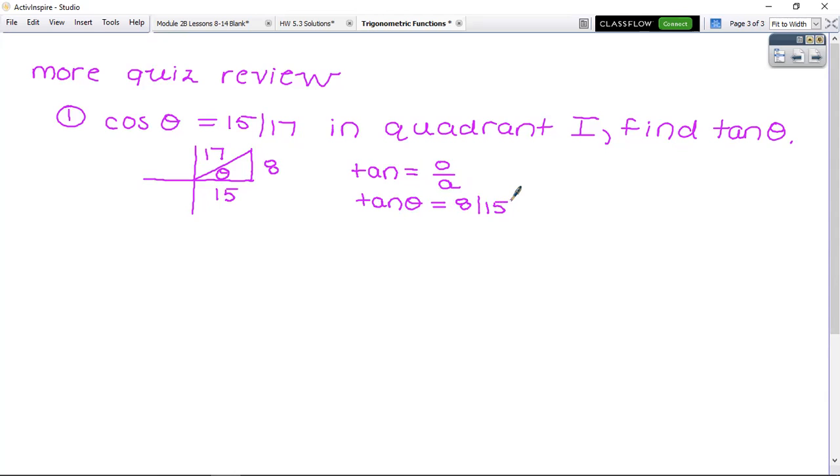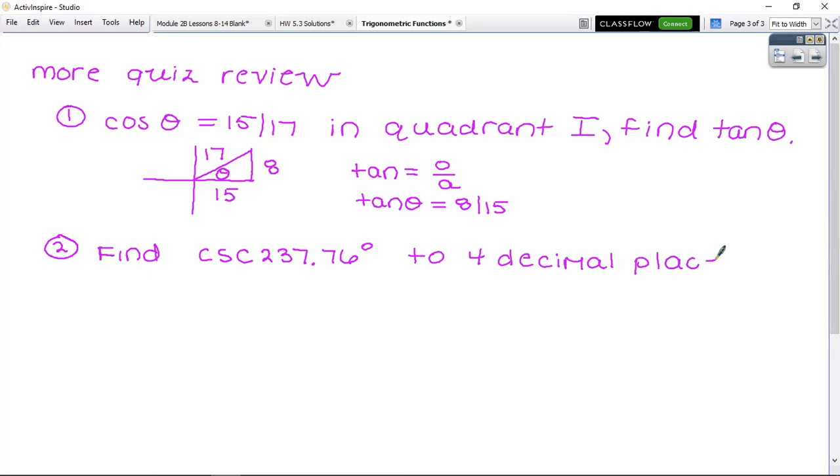All right, number 2. This one is a calculator question only. We haven't really done much with the calculator with reciprocals, but I need to show you. So I want you to find cosecant of 237.76 degrees to 4 decimal places. Again, there's really no work to show for this, but you do have to remember cosecant is the reciprocal of what? Sine. So what I have to do in the calculator is simply type in 1 divided by the sine of this.